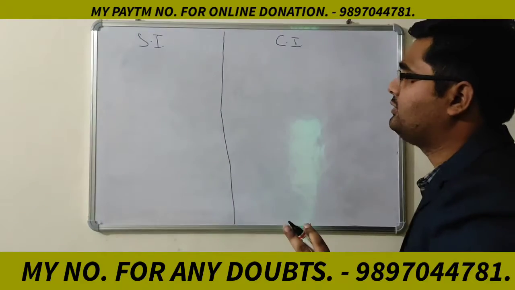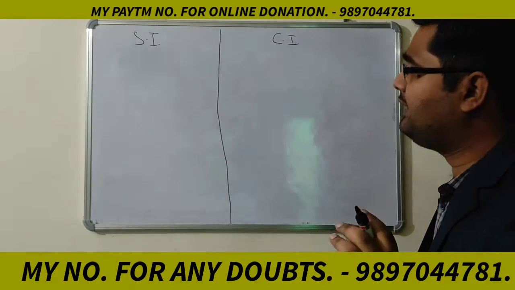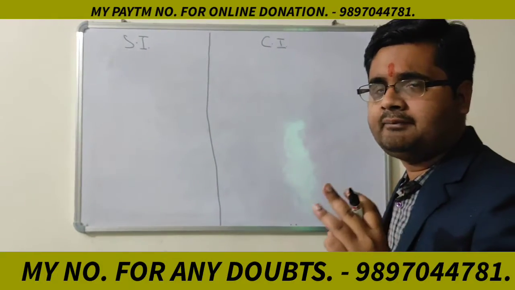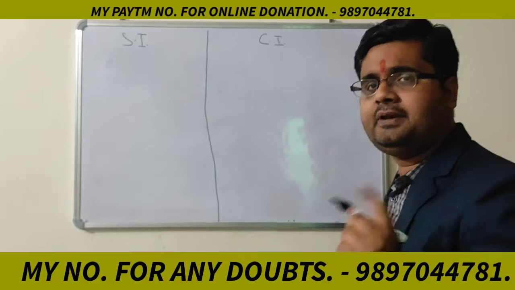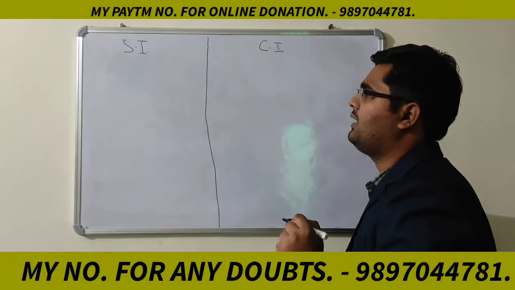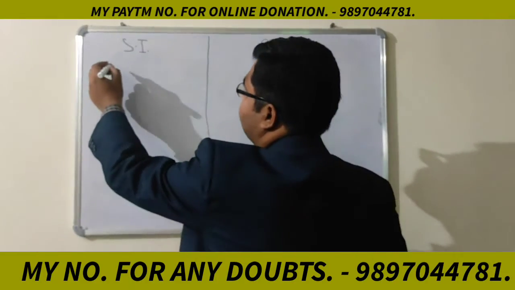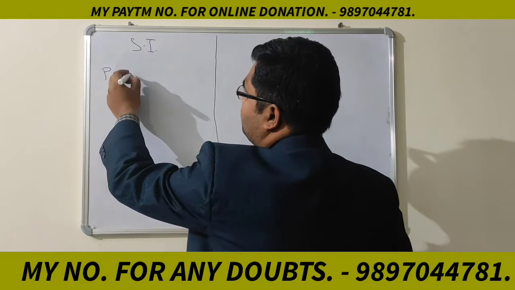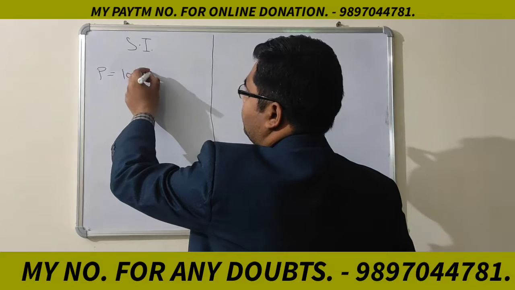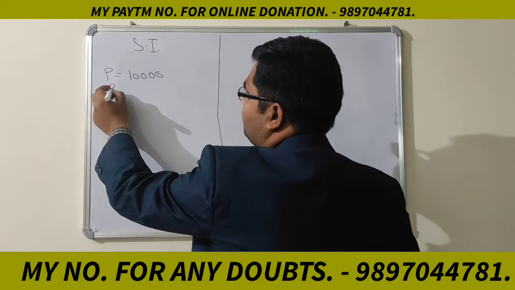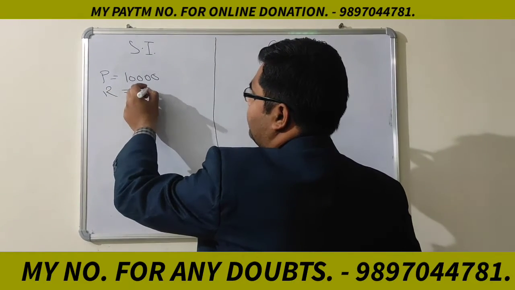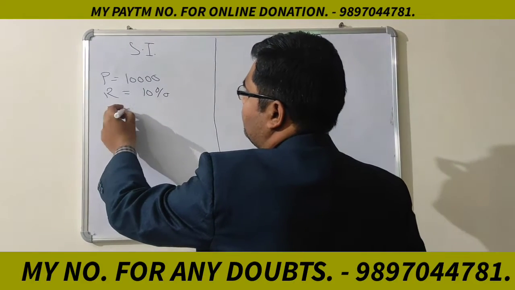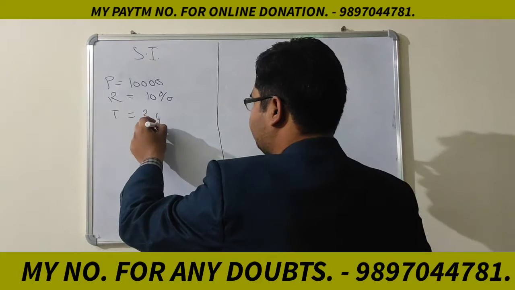In both the topics, three things will play a very important role, that is principal, rate and time. Principal is denoted by P, rate is denoted by R, and time is denoted by T. So if I take an example, P equals 10,000, R equals 10%, time equals 3 years.